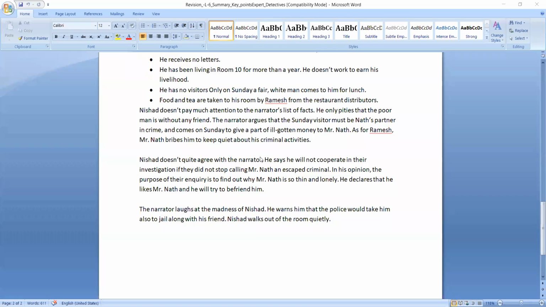So Nishad became quite angry and he was not in favor of his friends. He disagreed with the author's opinion, the narrator's opinion, so he went away.